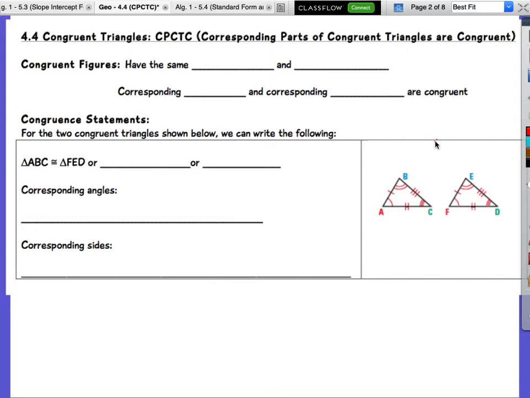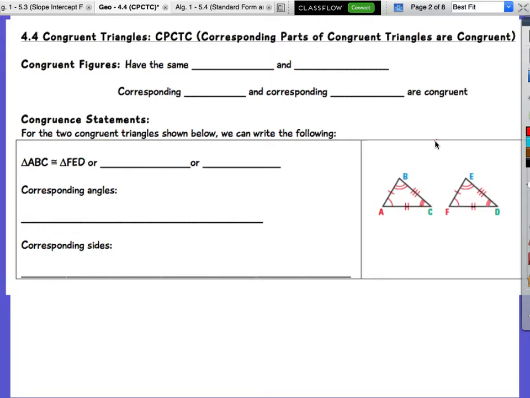Yes, which is why we abbreviate it as CPCTC. That way we don't have to say it. Hey, so Joe, tell me again what CPCTC stands for. Corresponding parts of congruent triangles are congruent. Very good. So we're going to be talking about this and what it means, okay?